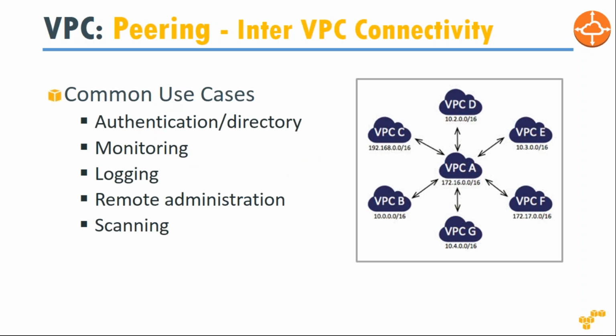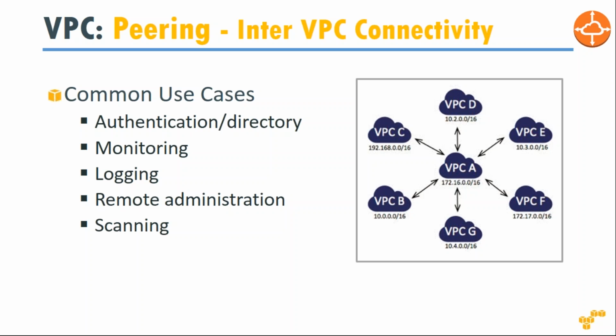These are some of the common use cases where people use VPC peering. Probably you can have a monitoring and logging server in one data center, whereas your production, dev, and test are spread all across the world, but you have your monitoring and logging happening in one central place. So in those cases, this kind of VPC peering helps.